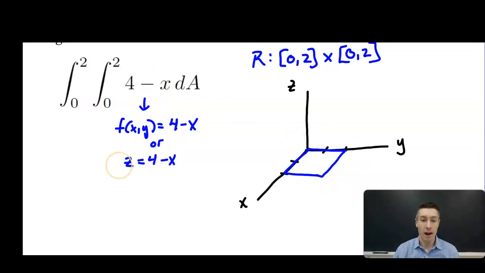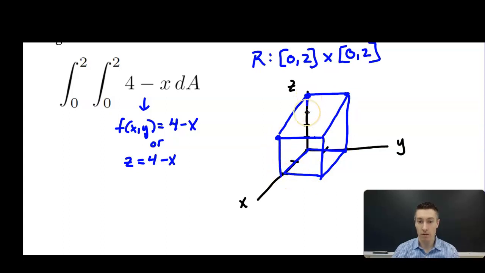And then we need to graph z equals 4 minus x. So 1, 2, 3, 4 on the z-axis. When x is 0, z is 4. When x is 2, z is 2. And that's going to connect as a line. And y doesn't change anything, so we can extend that out. That'll stay at 4. We can extend this out. That'll stay at 2. Connect it there. And then drop each corner down. So there we have our solid. And it is a trapezoidal prism.